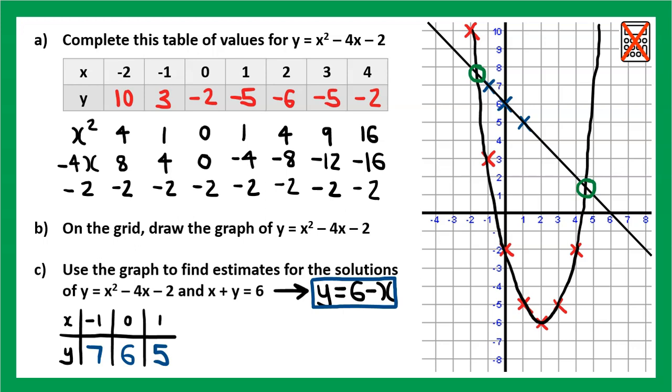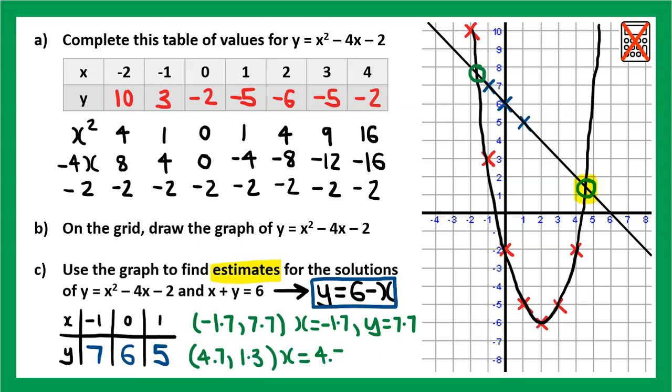Also, note how they don't go through the corners of squares, so they're not whole numbers. This is why the question said find estimates, because we won't be able to identify the exact solution, but instead we can look at roughly where it is. So focusing on this one here at the top, the coordinate looks to be roughly -1.7 in the x direction and 7.7 in the y direction. So x is negative 1.7 and y is 7.7. And for the one down here on the right, it looks to be roughly 4.7, 1.3. X is equal to 4.7 and y is equal to 1.3.